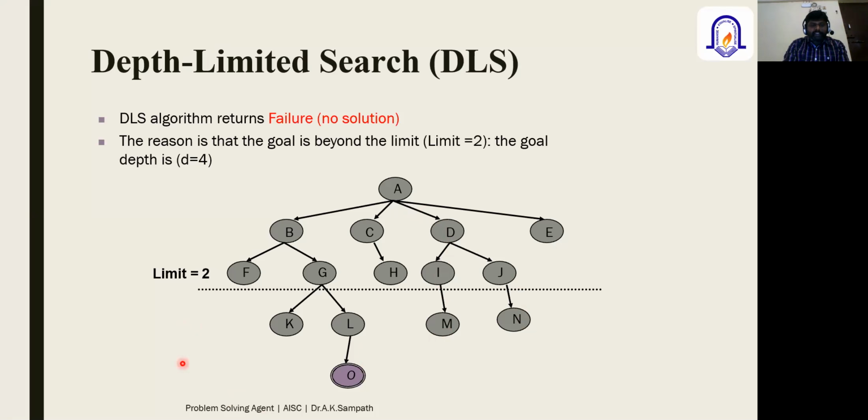So by the way, it depends upon the predetermined limit, right? We may not be sure at what level the goal node is present. Every time it is very difficult to change the depth value. So the depth value might be fixed at one specific value, maybe 4 or 5. Based on that, if the goal node is present within the limit, the algorithm is going to provide a solution. Otherwise, it is going to provide a failure.